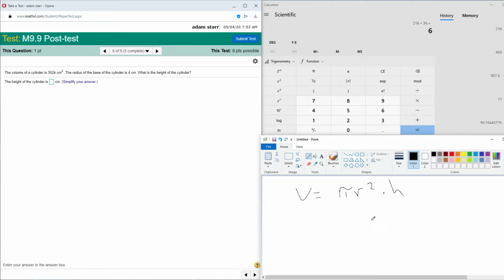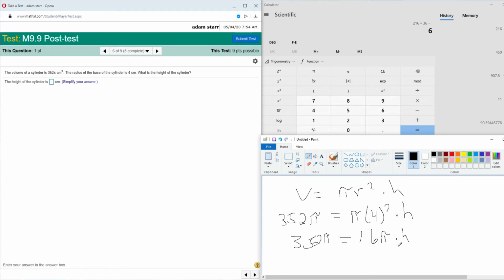So we're just going to substitute here what we know. I know that my volume is 352 pi. I know that my radius is 4. And I'm trying to find the height. So simplifying here a little bit, my radius, which is 4 squared, is 16. So this is 16 pi times h equals my 352 pi, which is what my volume was.